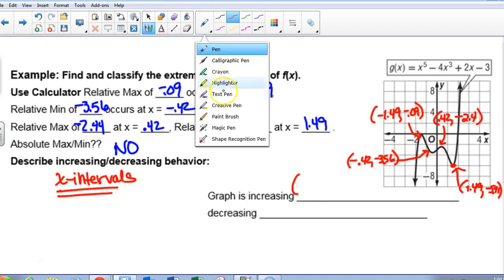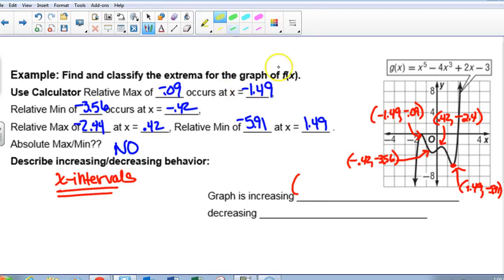Let me get out a highlighter here. It starts out going up. Anyway. So it's going up, and then later it goes down, and then it goes up here, and then it goes down, and then it goes up here. Those are the increasing pieces, yes? Okay, so tell me the increasing intervals.